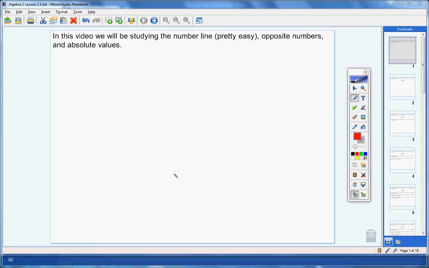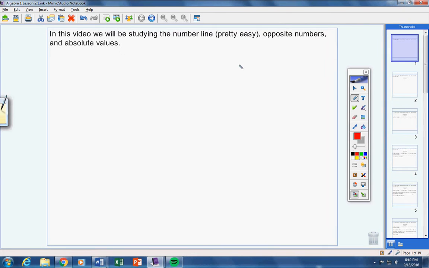Algebra students, in this video today we will be studying the number line. Okay, it's pretty easy stuff. We're going to be studying the number line and opposite numbers and absolute values. Okay, so pretty simple stuff today. Let's go ahead and jump right into this.